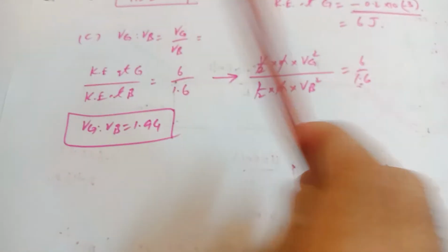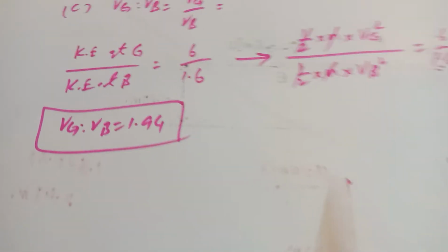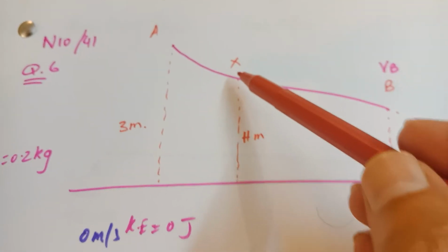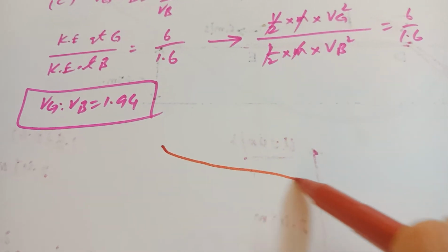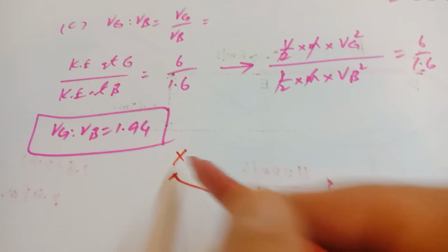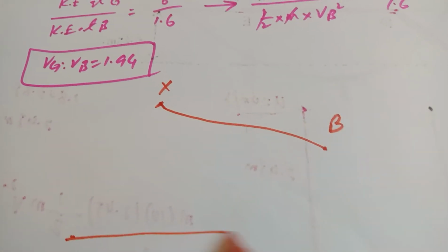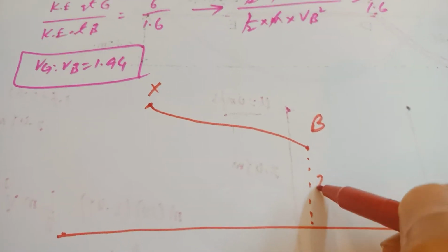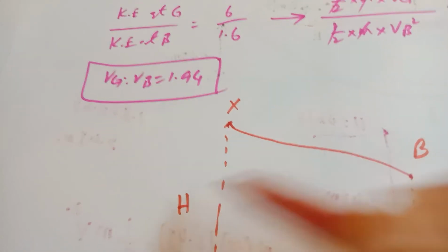Now it says in the second part that in the case P is released at the point X. So now instead of releasing this from the point A, it is being released from the point X. So if I just draw the path from X, it is like this. So here it is X, and there is the point B, and here is the ground level. We've already calculated that this is 2.2 meters, and this is capital H.